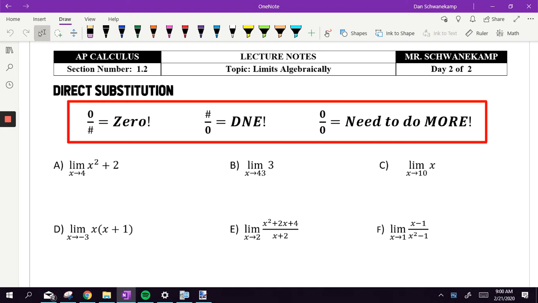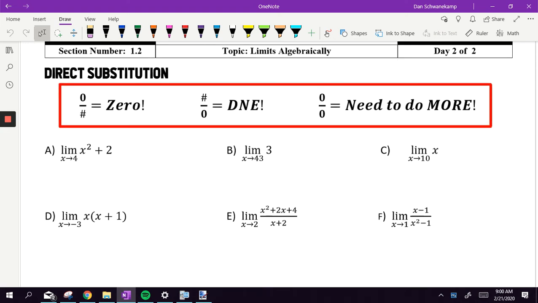The stuff I'm talking about, you need to understand more calculus, so we're not ready for that yet. But let's do some of this. If we are finding a limit algebraically, so if they give me an equation and I'm trying to find a limit, all we need to do is direct substitution. We're going to take our limit, our x value, and plug it in.